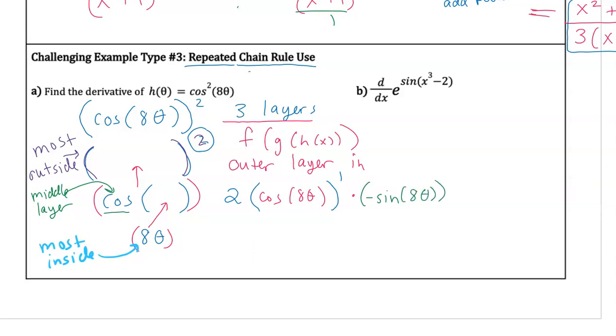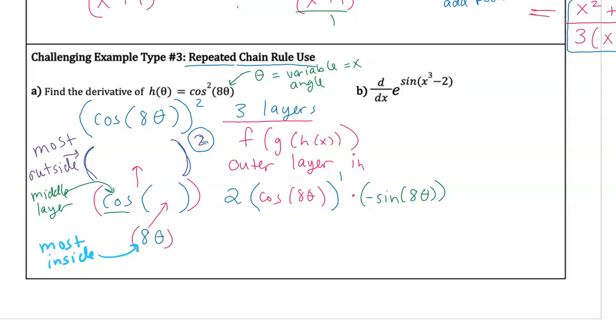Oh, and by the way, don't get thrown off by the theta. Theta is just a variable. It represents a variable angle. And we can treat it just like we would treat the letter x or t or something like that. Okay, so here I have negative sine of 8 theta.